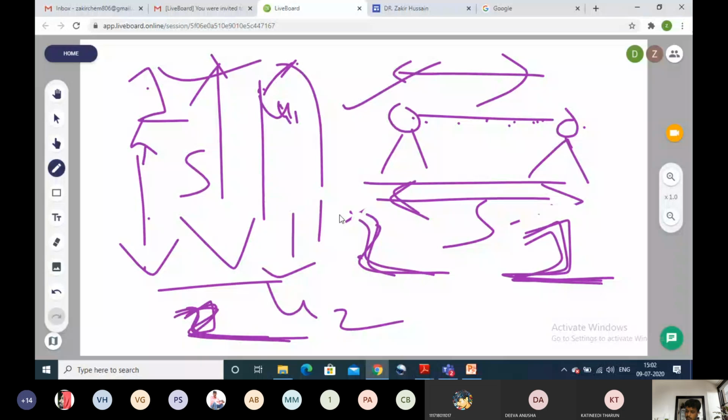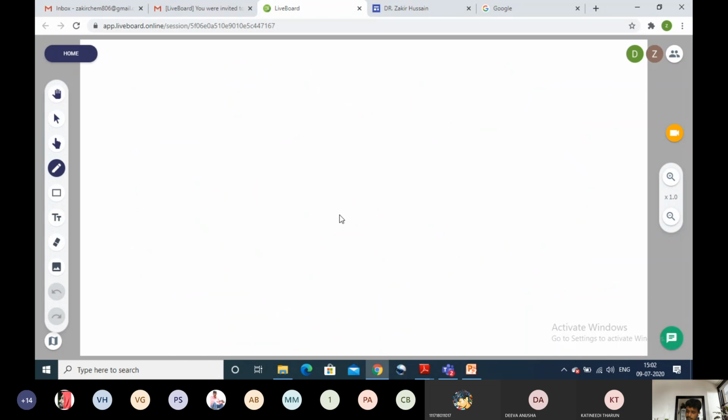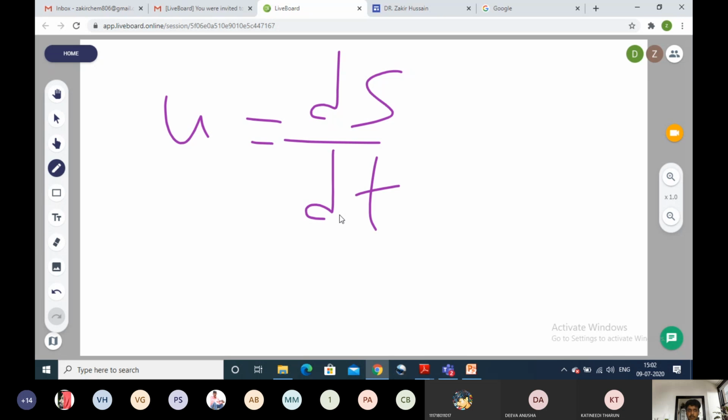Now, in order to measure this distance, we already measured the distance, but we have to measure the velocity or speed at which this person or this particular rocket has traveled. So how do we calculate that speed? That speed, or velocity u, is given as the change in distance with respect to time. For a particular period of time, how much distance is he traveling.